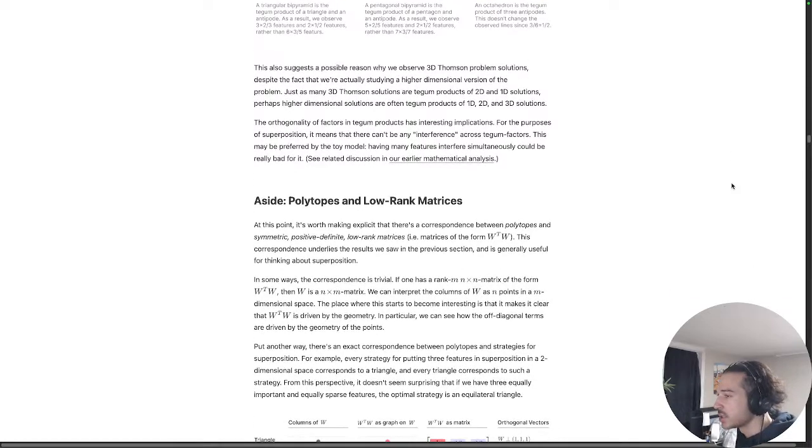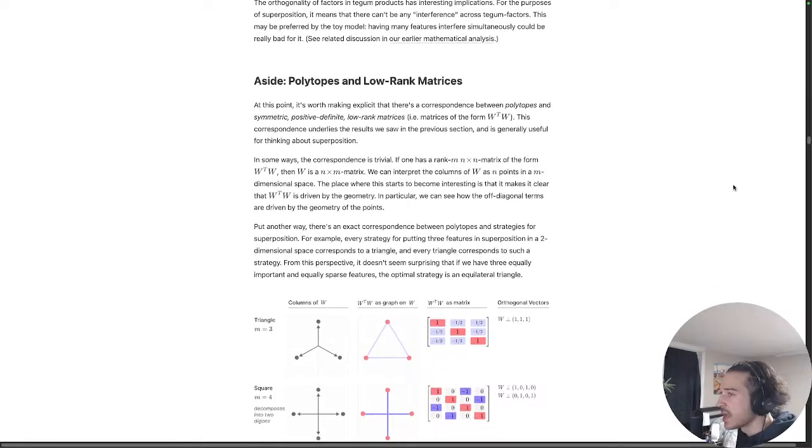Aside: polytopes and low-rank matrices. At this point, it's worth making explicit that there's a correspondence between polytopes and symmetric, positive definite, low-rank matrices, i.e. matrices of the form WᵀW. This correspondence underlies the results we saw in the previous section and is generally useful for thinking about superposition. In some ways, the correspondence is trivial.